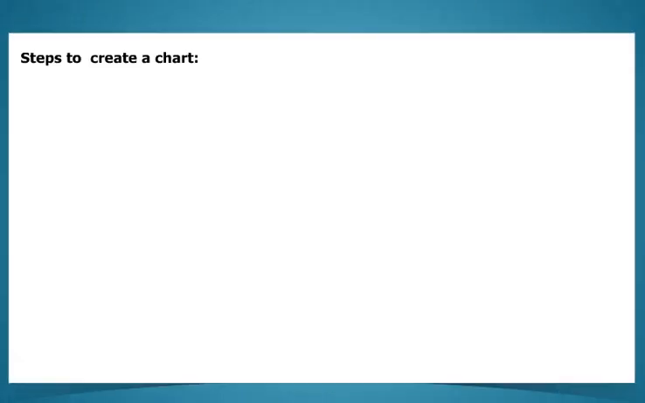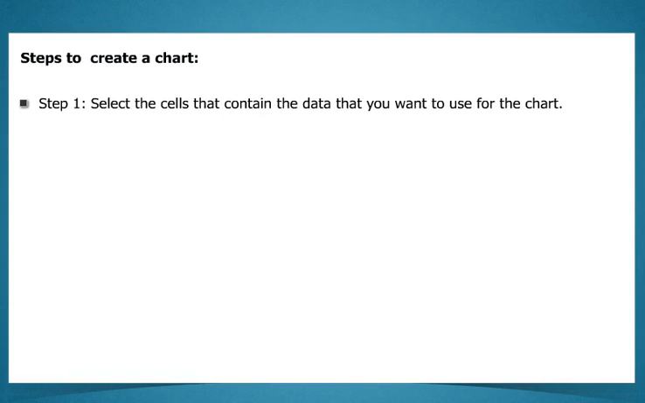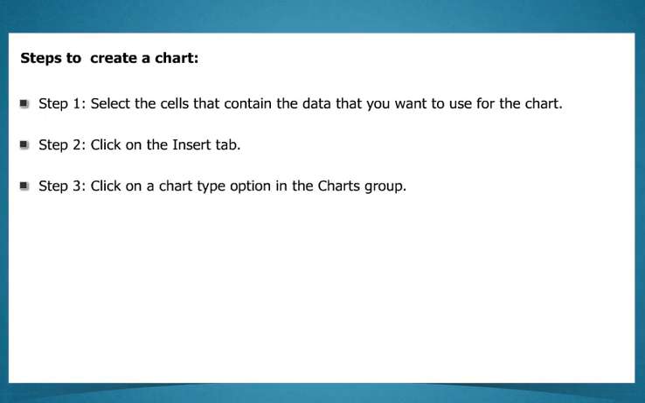To summarize, let's see the steps below to create a chart. Step 1. Select the cells that contain the data that you want to use for the chart. Step 2. Click on the Insert tab. Step 3. Click on a Chart Type option in the Charts group. Step 4. Select a chart type from the displayed list.